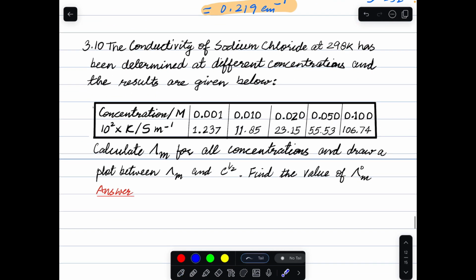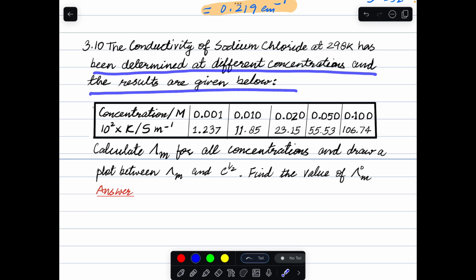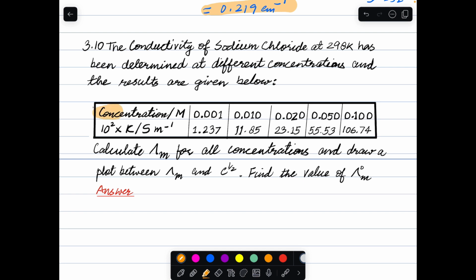Now come to the next question. The conductivity of sodium chloride at 298 Kelvin has been determined at different concentrations, and the results are given below. They have given you two columns. In the first column, they have given you the concentration, and concentrations are given in terms of molarity. And in the second one, they have given you conductivity multiplied by 10 raised to the power 2, and it is given in the unit Siemens per meter.